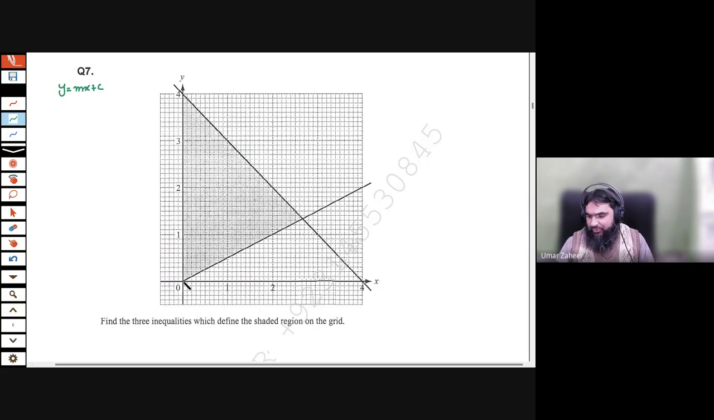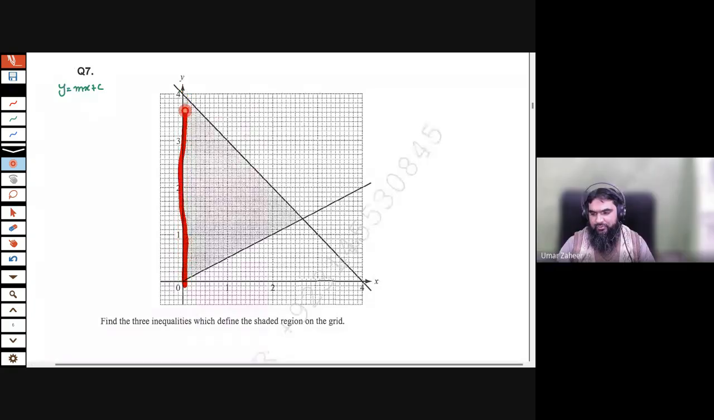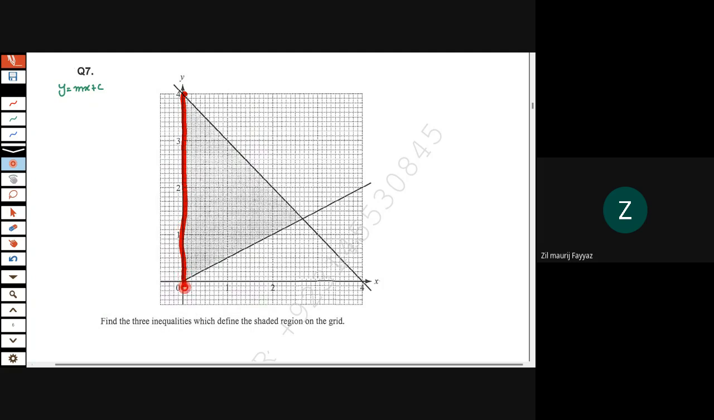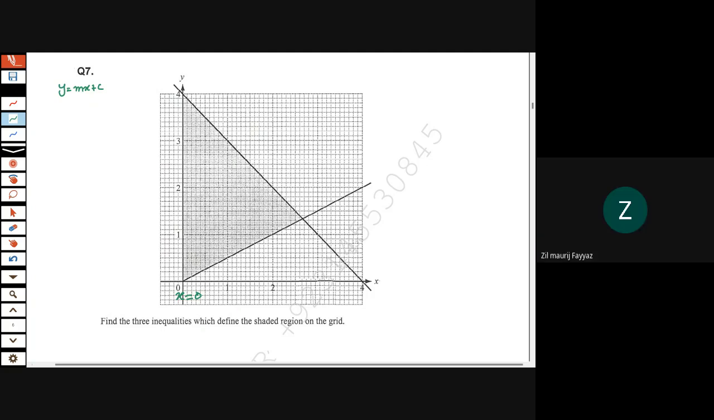One line I'm pretty sure about because it is on the y-axis. So what is the equation of this line? Anyone? Sir, the gradient is zero. What is the equation of this line? If you have the horizontal line, what is the equation of that one? x is equal to 0. Yeah, x is equal to 0.